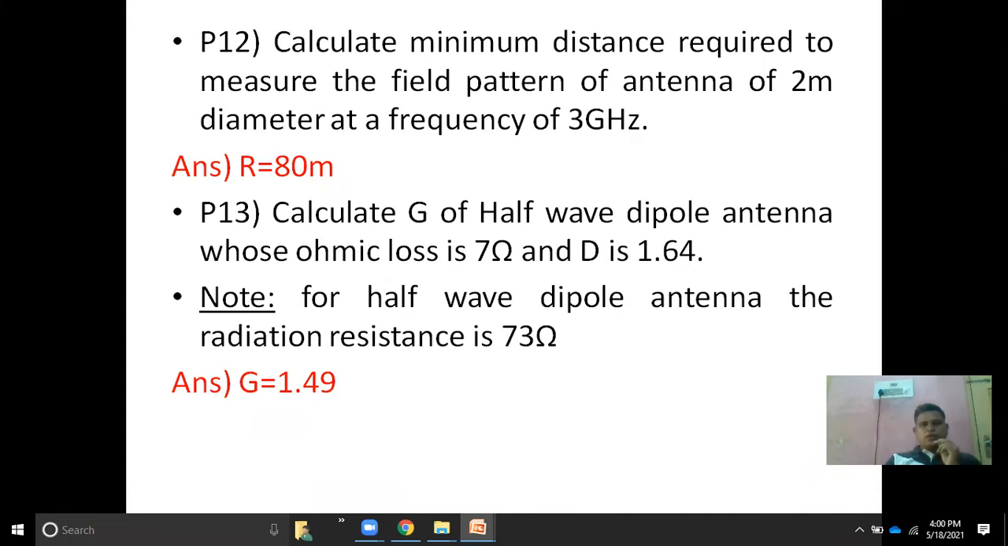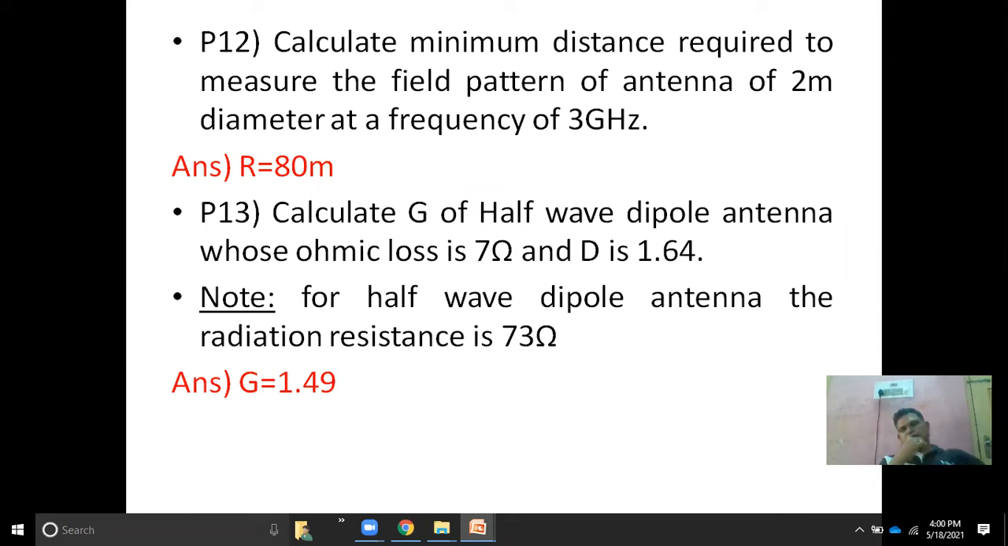All of you have to note down this problem in your notebooks. Calculate the minimum distance required to measure the field pattern of an antenna of 2-meter diameter at a frequency of 3 gigahertz. First, note down the problem. What is the minimum distance required to measure the field pattern of the antenna?